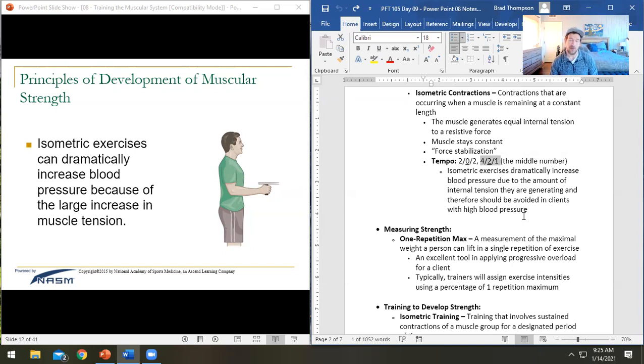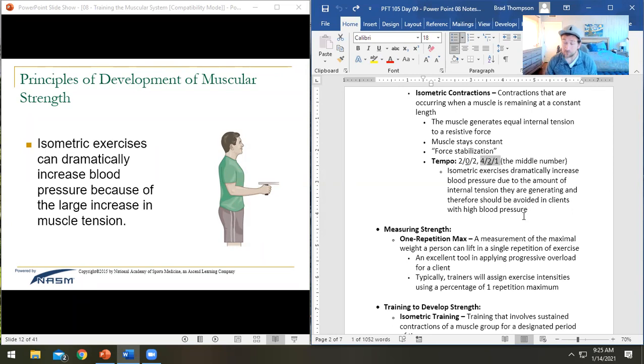ACSM, NASM's biggest competitor, is actually a really big fan of a 3-1-1 tempo when it comes to hypertrophy. So that would be like what we talked about, Cody, with the bodybuilders earlier, where they do that slow eccentric. They go 1, 2, 3, and they bring it up. 1, 2, 3, and they bring it up.